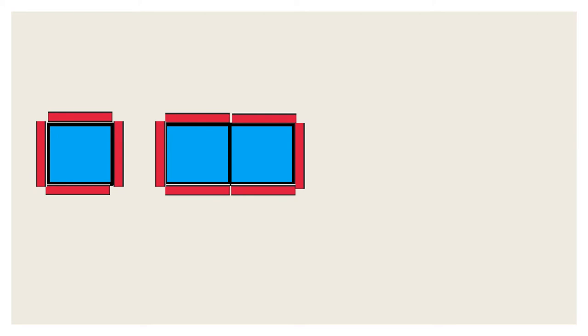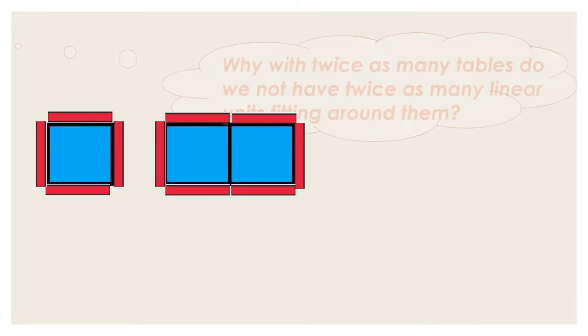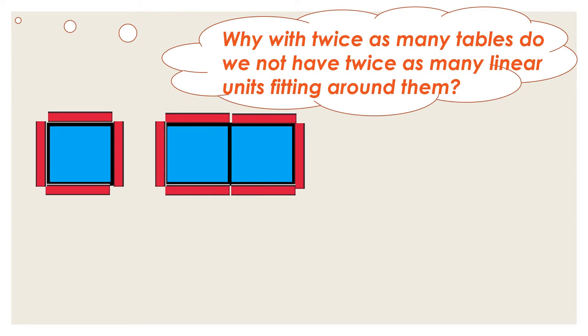Let's think back on this. 1 table seats 4 people, and 2 tables pushed together seat 6 people. Why, with twice as many tables, do we not have twice as many linear units fitting around them? What happened to those 2 extra linear units that maybe some of us were expecting to see? When the 2 squares got pushed together, 2 of those red linear units had to go because that's where the squares are touching. It's like you had to take away 1 linear unit from each tile so that you could put 2 of them together. Instead of 4 plus 4, it's 4 minus 1 plus 4 minus 1, which is the same as 3 plus 3. And that's why we get 6 linear units and not 8.